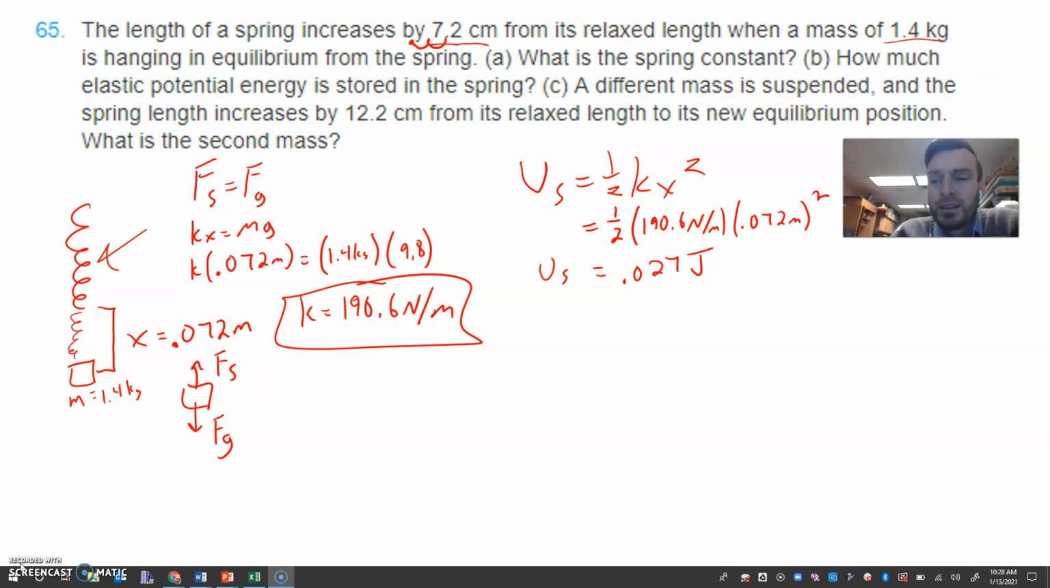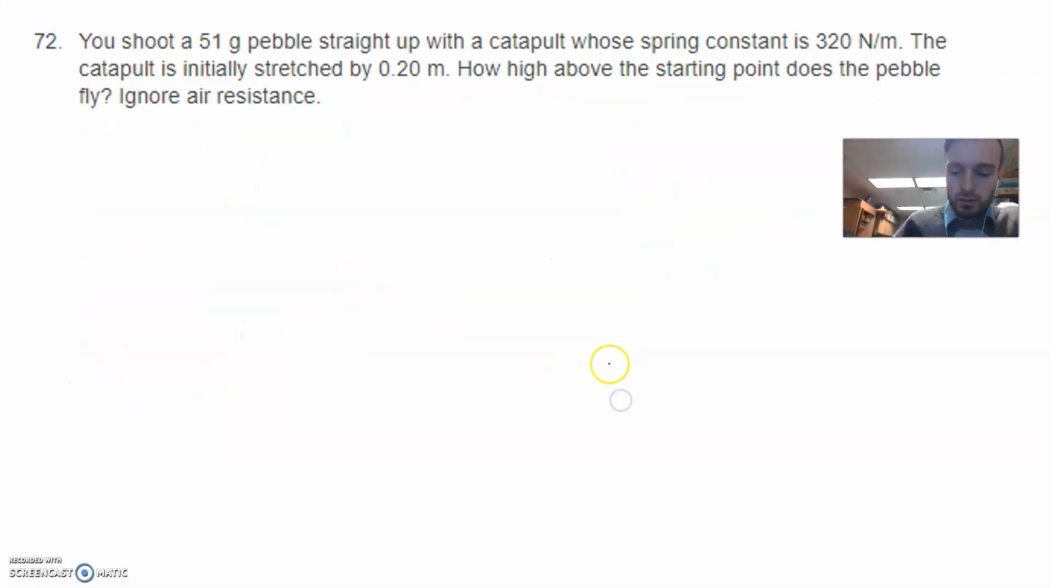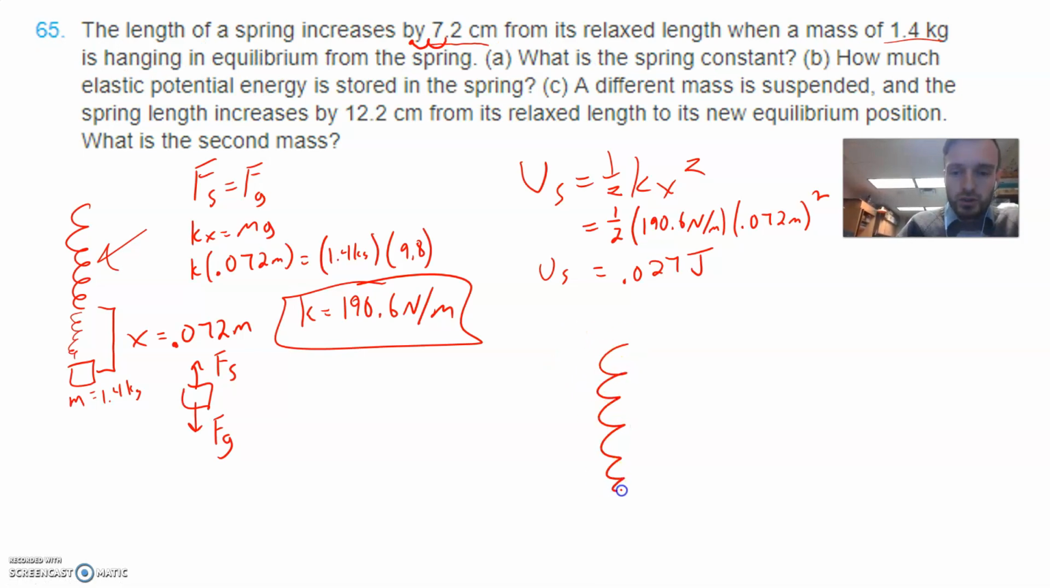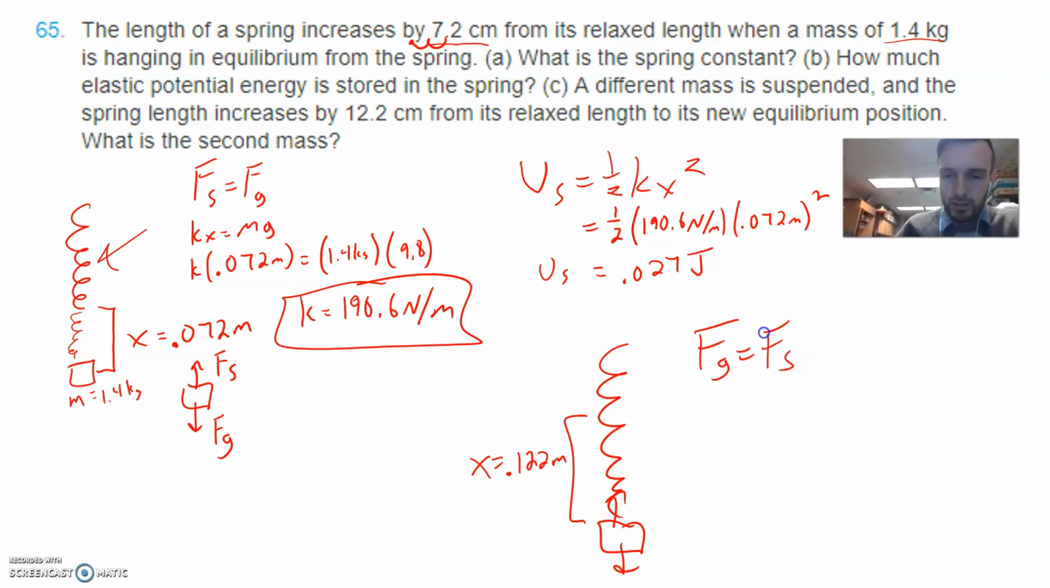All right, a different mass is suspended, and the spring length increases by 12.2 centimeters from its relaxed length to its new equilibrium position. What is the second mass? Okay, well, it's the same spring, so it's the same k. It's just that it happened to stretch even farther. So it stretched how far? It stretched 0.122 meters in length. And since it says it stops there, we can still assume that equilibrium idea that Fg down is equal to Fs up.